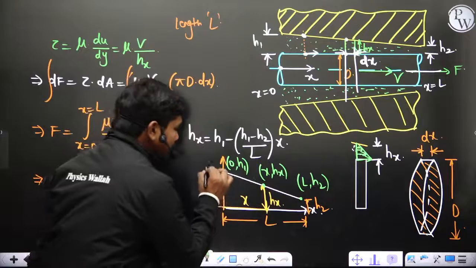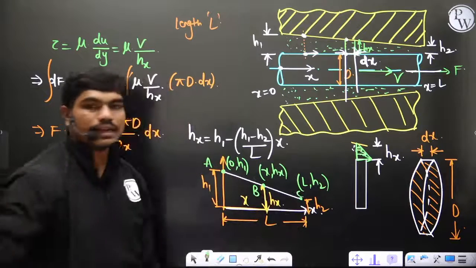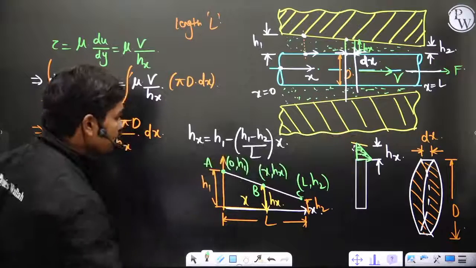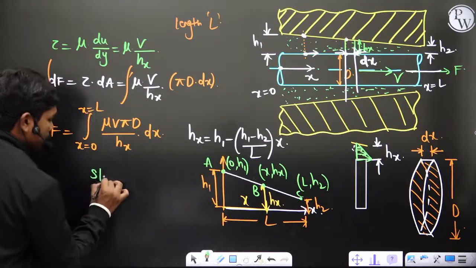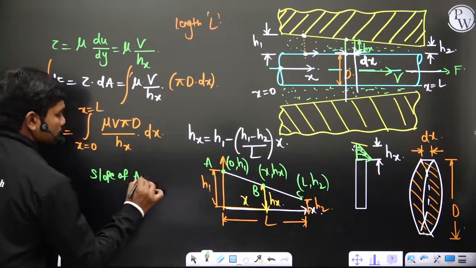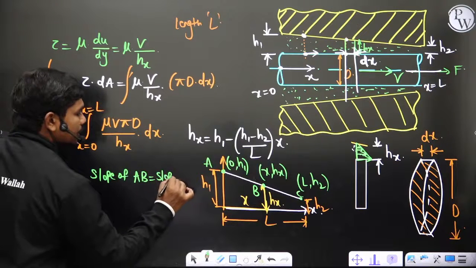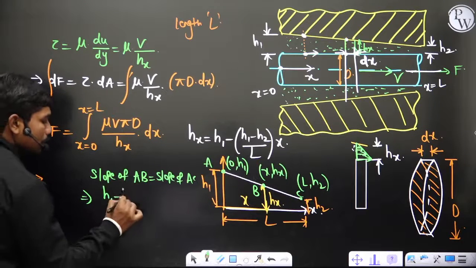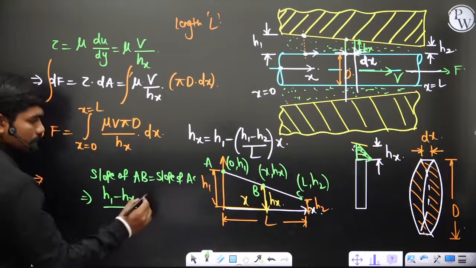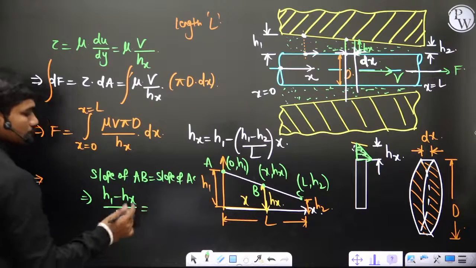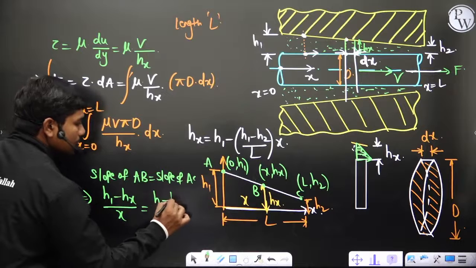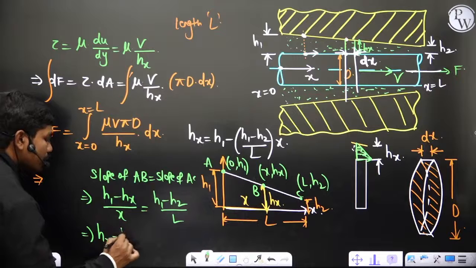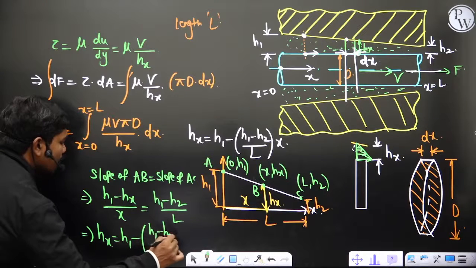If I mark these points as A, B and C, then all these 3 points are on a straight line, because this is a tapered sleeve, so it's a straight sleeve actually. If this is the case, slope of AB should be same as slope of AC, correct? If I do this, slope of AB is nothing but h1 minus hx divided by x, which is equal to, because this is the y difference, h1 minus h2 by L obviously. So if you simplify this, hx is equal to h1 minus h2 by L into x.